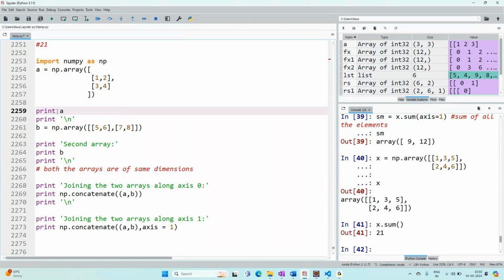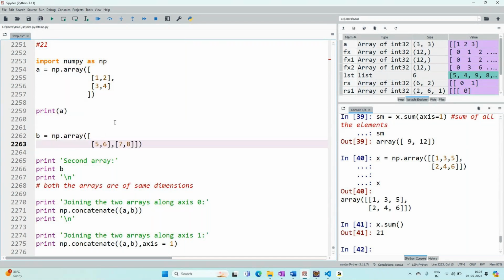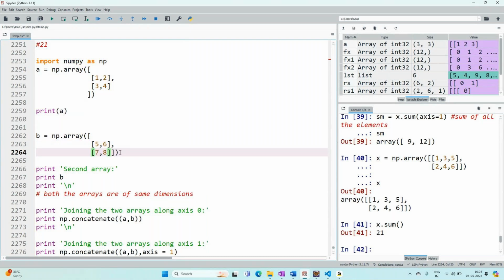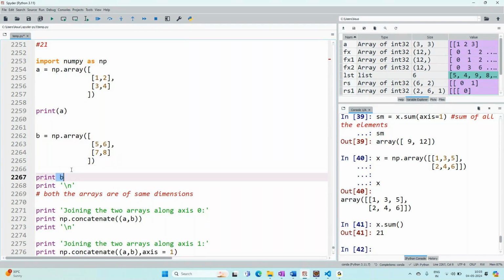So now I will say A. Now I will create B. So what is B? B is having 5, 6, 7, 8. So now I will print the B value. Both the arrays must have the same dimension.